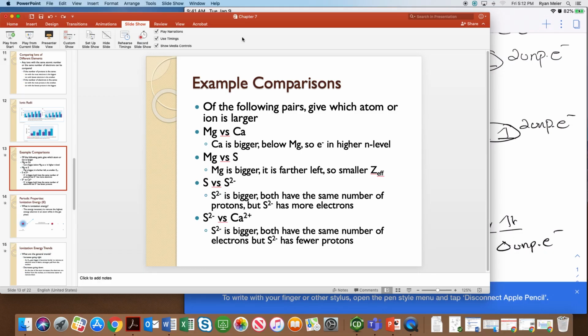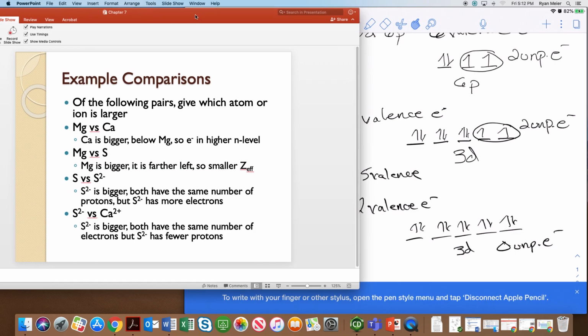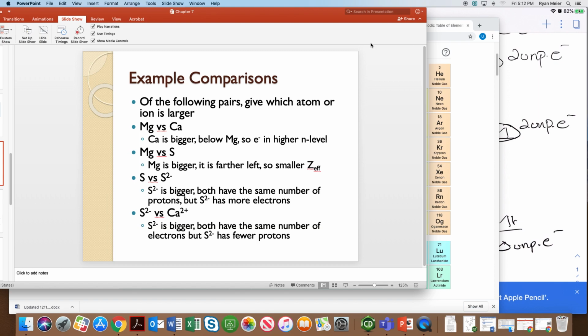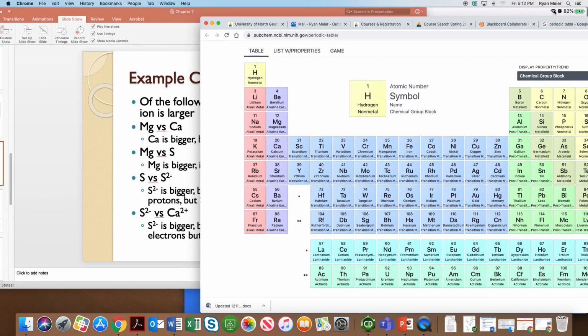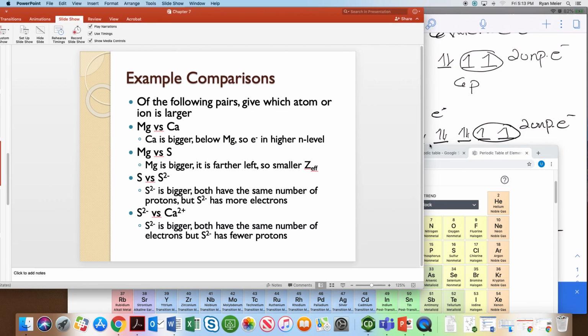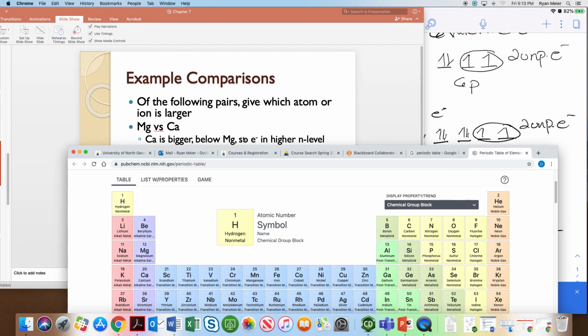Well, if I pull up our periodic table, I'll leave these examples sitting over here. We're looking for magnesium and calcium. Here is magnesium and calcium. Magnesium is higher than calcium on the periodic table. Calcium's farther down, so as a result, calcium should be bigger. In fact, calcium is much bigger than magnesium, or at least noticeably bigger, because it's lower on the periodic table.